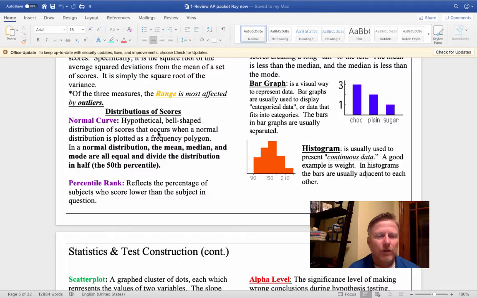Distribution of scores. You're going to have an FRQ on statistics and experimental design. Expect some sort of graph or chart. This is likely to be a normal curve or a normal distribution, so you have to know a lot about that. Sometimes referred to as a bell curve. It is a distribution of scores, and a normal curve means the 50th percentile, the middle of the set of scores. The mean, the median, and mode are all the same number.